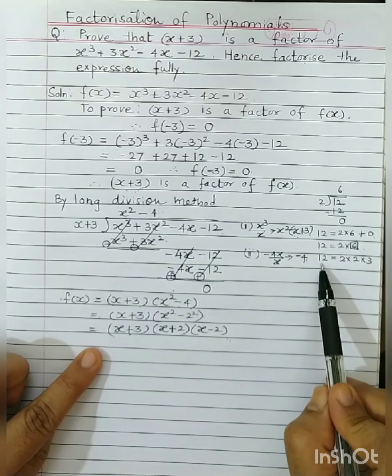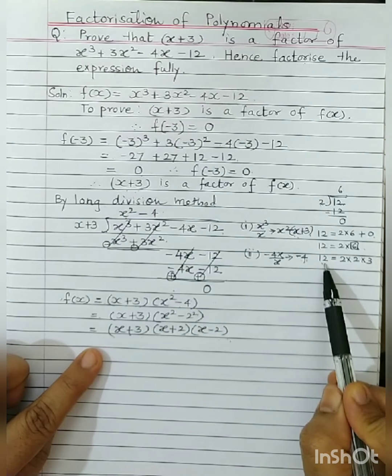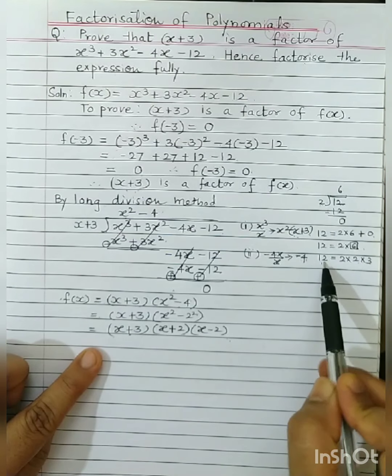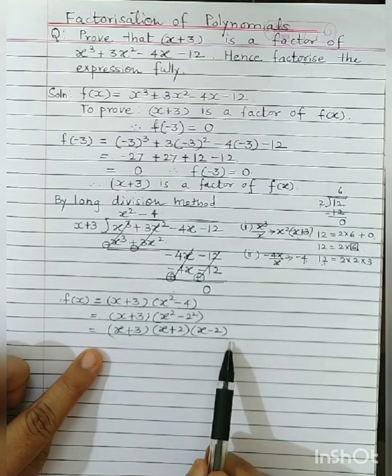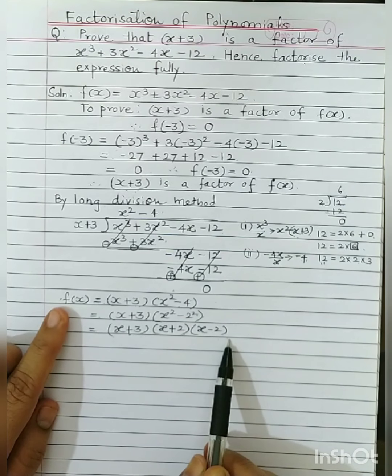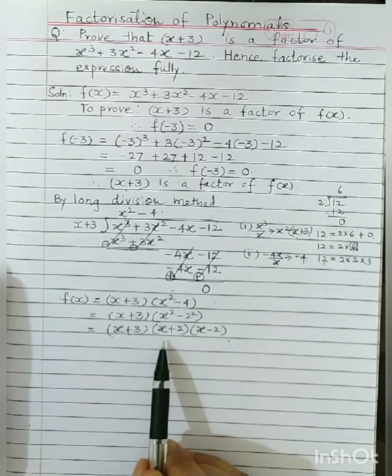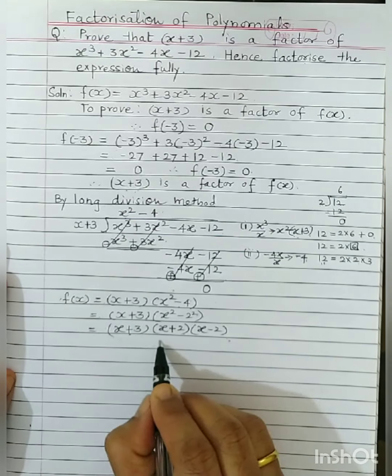We are writing how? Again I go back to this question. 12 can be written as 2 into 2 into 3. That it has to come back as 12. So when you re-multiply these three factors, you should get our given polynomial. So in between no comma, nothing, they should be written in the product form. Okay.